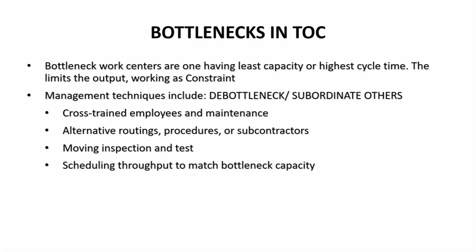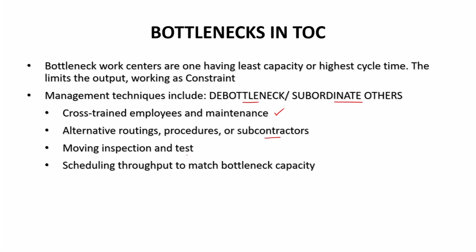So, what we can do to decongest? Bottleneck work stations are the ones having least capacity or highest cycle time, which limit the output and work as a constraint. Management techniques include debottlenecking the constraint or subordinating other activities, other decisions to this particular bottleneck stage. We can have cross trained employees and maintenance staff, alternate routing procedures. If this is a bottleneck stage, can I route certain jobs which are not passing through this bottleneck stage, or we can have some contractors to perform that particular operation.